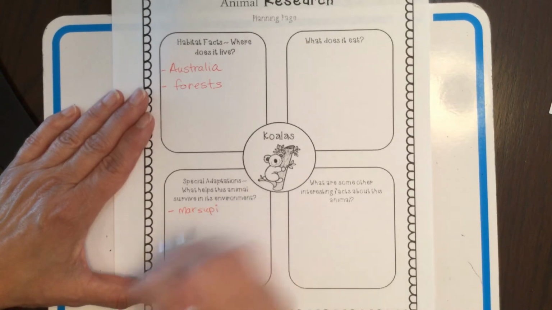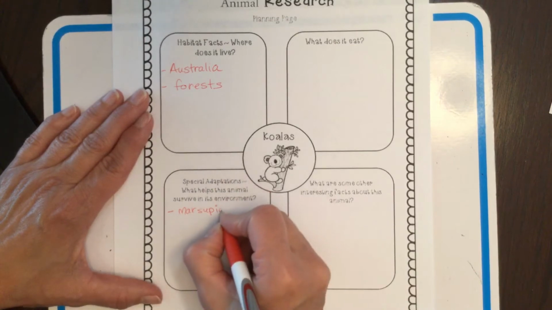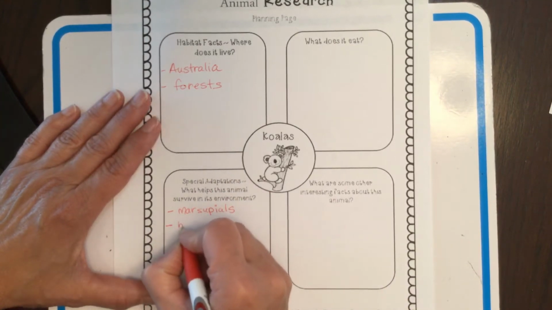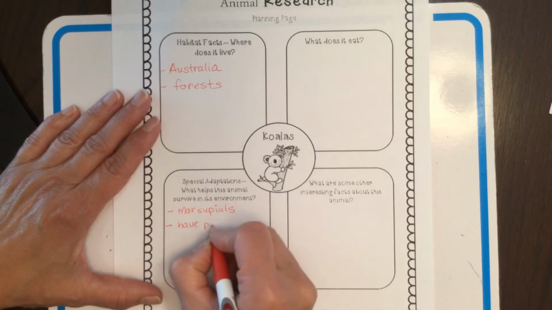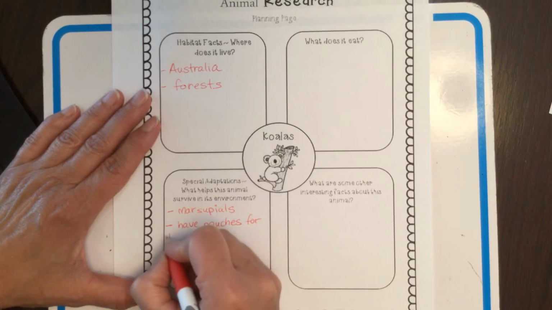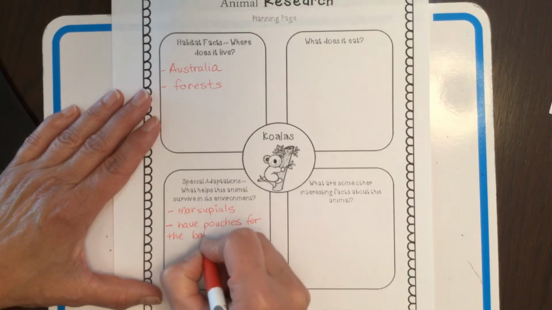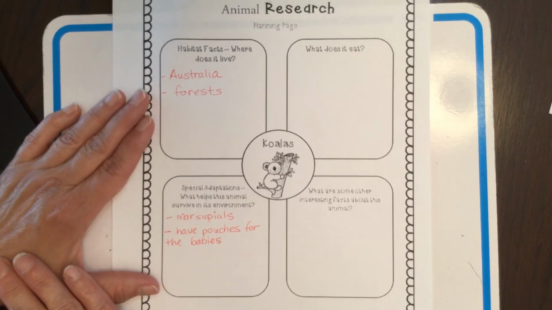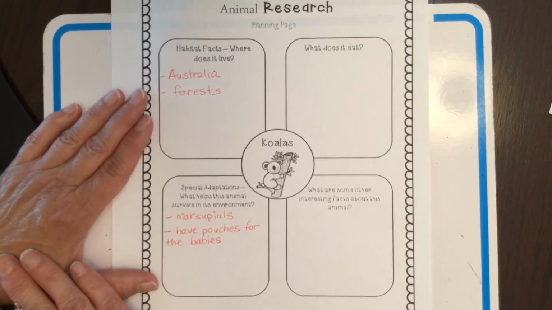Marsupial is made with an I sound at the end. Marsupials. That means they have pouches for the babies. That's an adaptation that helps their babies have a long enough time to be with their moms so that they can survive on their own.